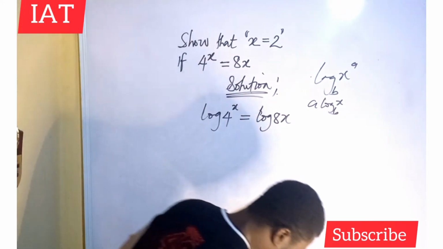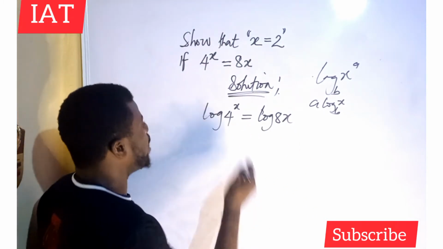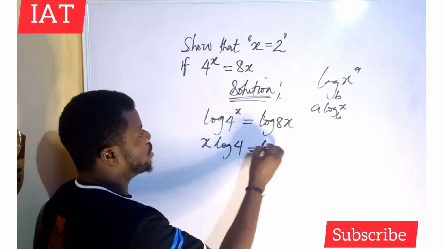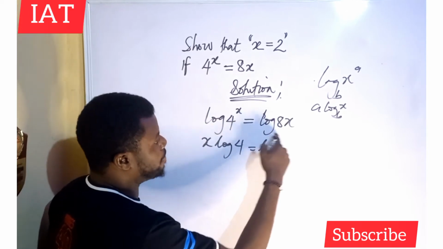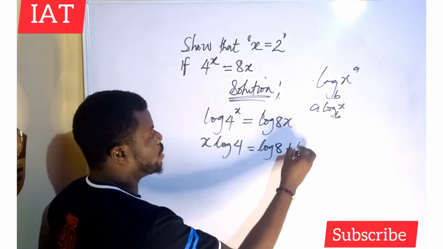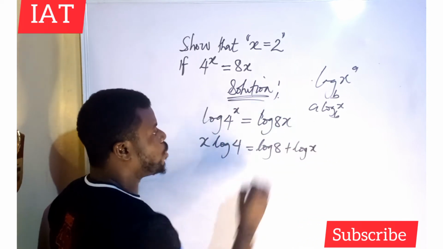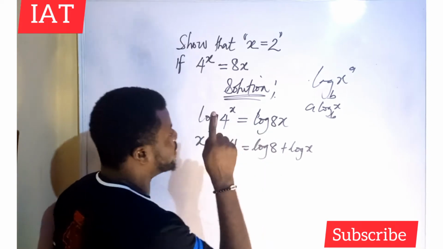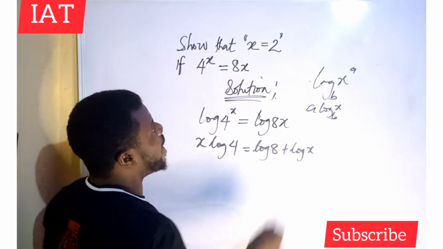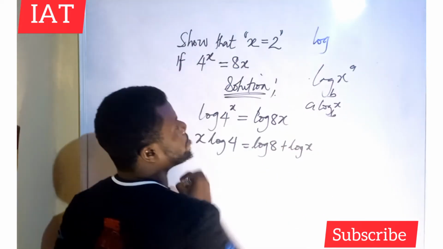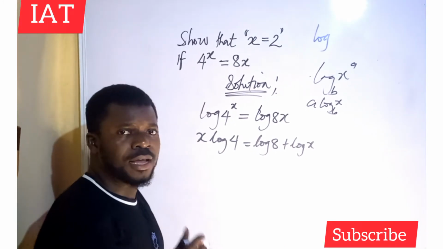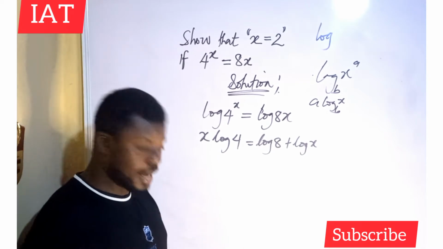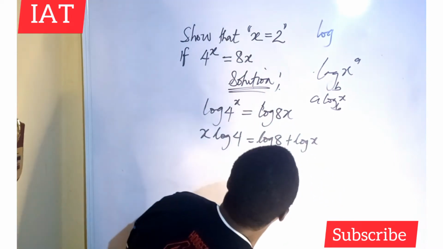So let's apply that same method in this case. Here I will have x log 4 equal to the logarithm of 8 plus the logarithm of x, according to the product law of logarithms, since this is 8 multiplied by x. So if I have this, what do we call it? It's the model. The model to this particular expression is that.